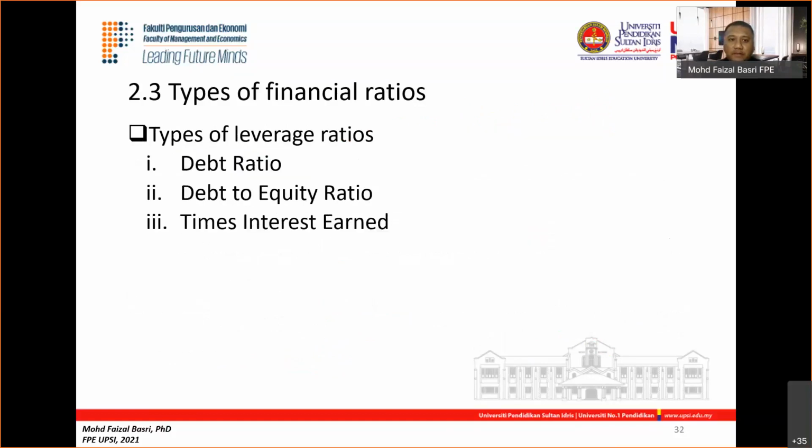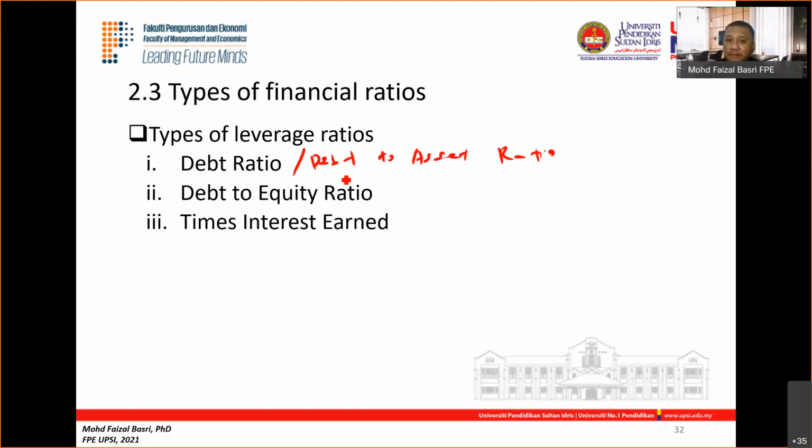Okay, so another three ratios. Just now there were three, right? For liquidity, similarly, leverage also will have three. So we have debt ratio, debt to equity ratio, and times interest earned. Before we move to the first one, debt ratio, it has an alternative name. The name of the debt ratio is debt to asset ratio. So this is the alternative name. In short, we just call it debt ratio, but in full, we can call it debt to asset ratio.